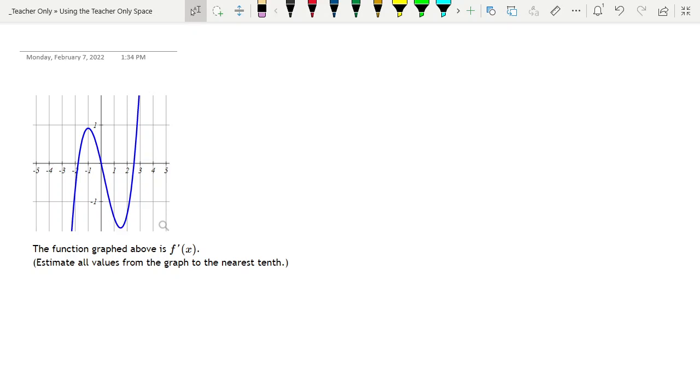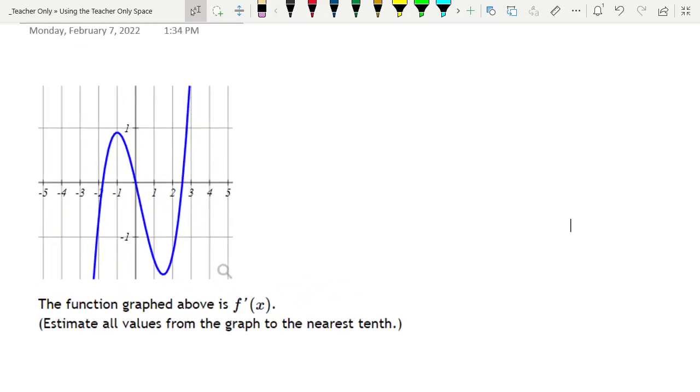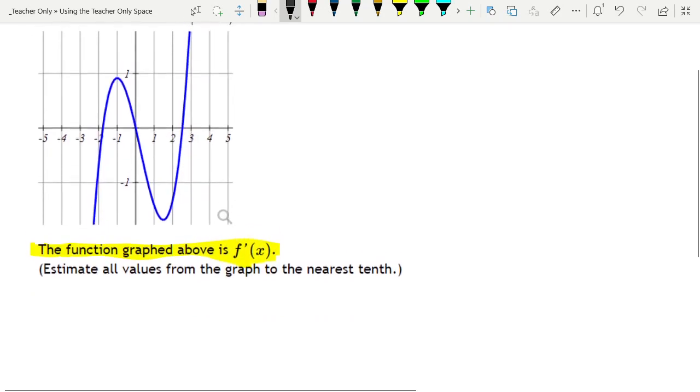Okay, let's go ahead and take a look at this problem. Now, there are many problems that are similar, so we need to make sure we're paying very close attention to the directions. Notice this is saying that the function graphed above is f prime of x. So this is actually the derivative graph. And what they're asking us to find is the intervals of increase or decrease of the original function.